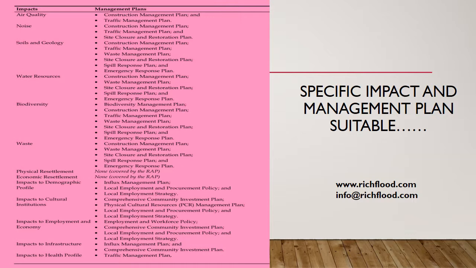Then when the impact will center on biodiversity, you will need to develop the BMP, that is the Biodiversity Management Plan, Construction Management Plan, Traffic, as you can see, Site Closure and Restoration Plan, Spill Response Plan, and Emergency Response Plan. When there's going to be waste generation, and this is going to be a major impact on the project, you have the construction management plan, of course, the waste management plan, the site closure and restoration plan, the spill response plan, and emergency response plan.